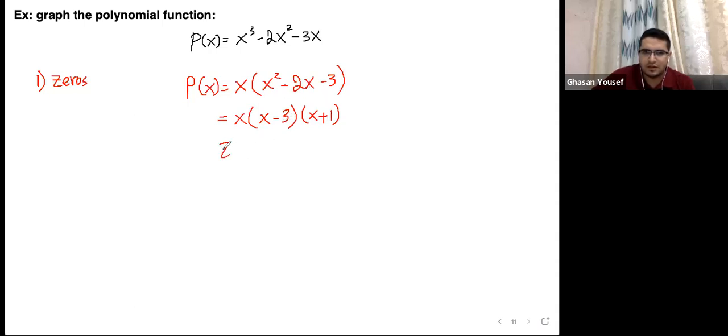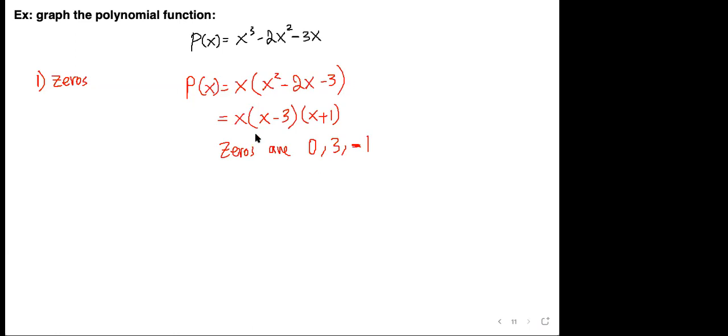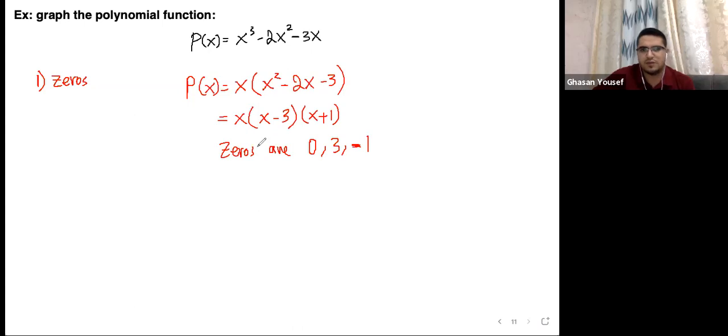So the zeros are, exactly, 0, 3, and minus 1. Quick question: do we have to include the 0? Because I feel like in the past we didn't really include it. Yes, we must include it. The 0, the 3, and the minus 1.